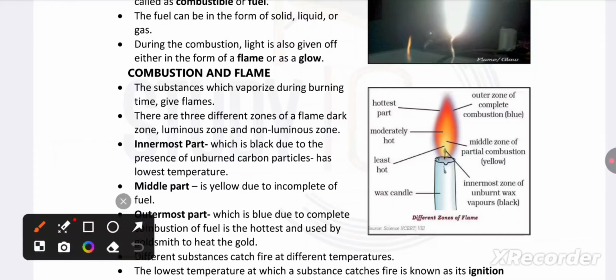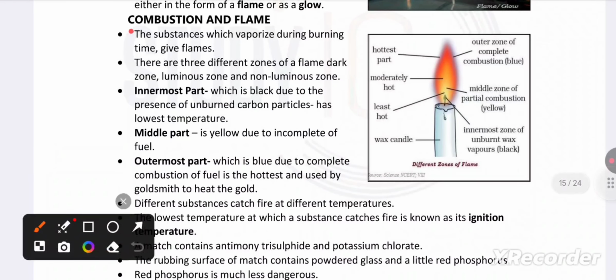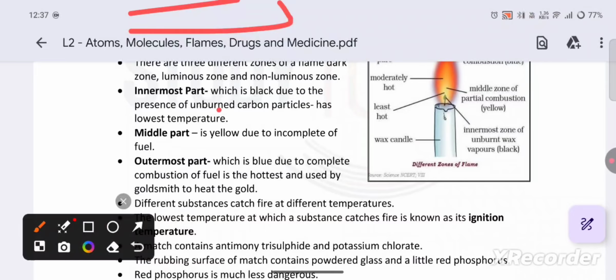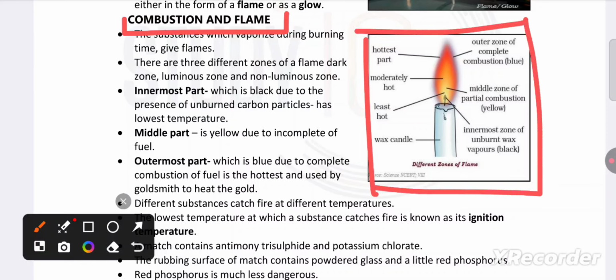During combustion, light is also given off. When fire is there, light is also there, right? In the form of flame or glow. Combustion and flame. We take a candle as an example.